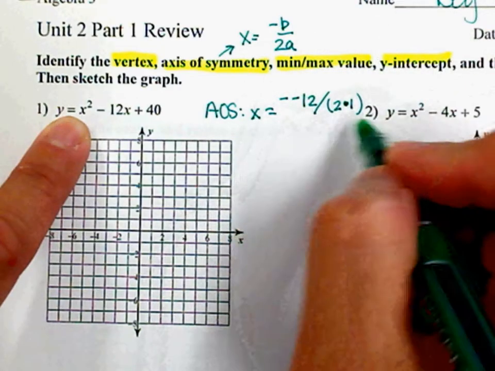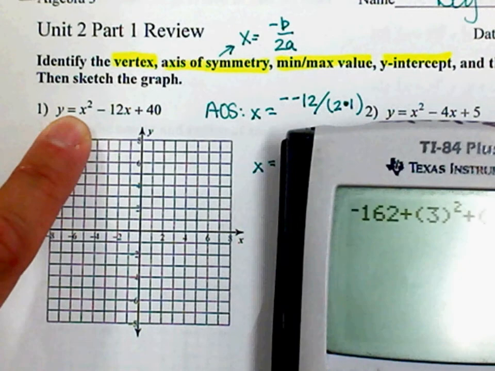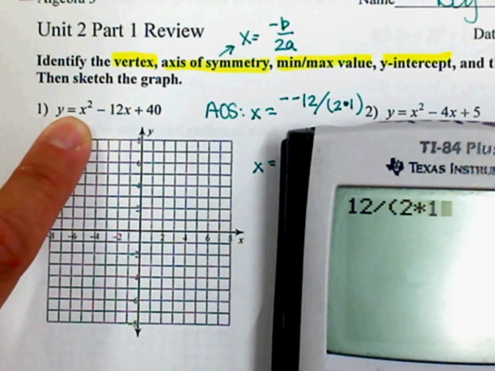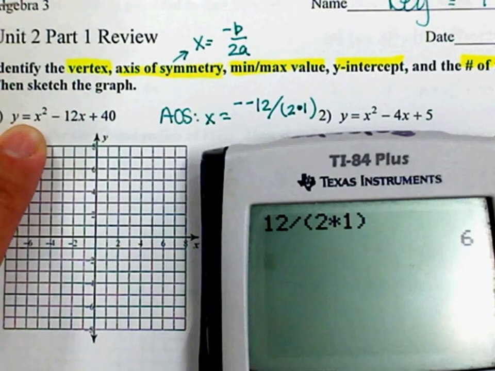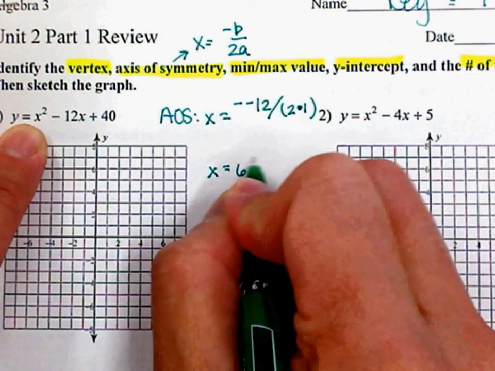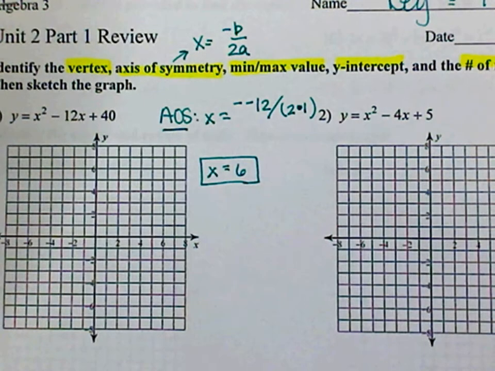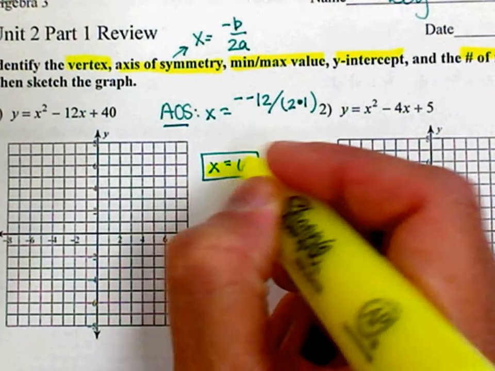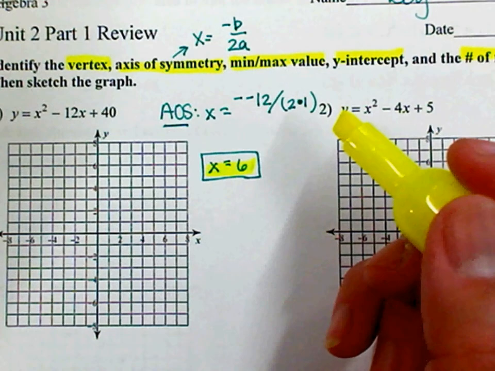All you have to do is plug that into your calculator, just like so. Okay? What's a negative? A negative becomes a positive. So 12 divided by parentheses 2 times a, just like that. And what answer did you get? 6. So x is equal to 6. There's your axis of symmetry. And there's your answer. Do you have to write x in the answer? Yes. Do not just write 6. Make sure you write x.